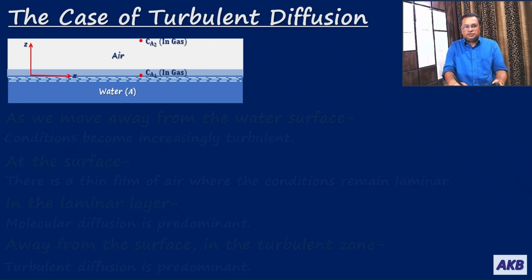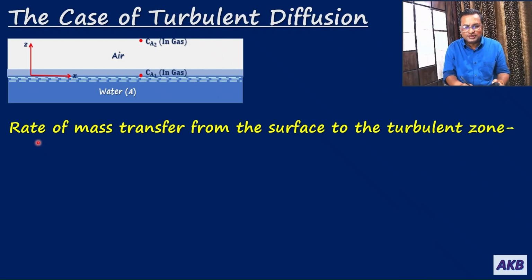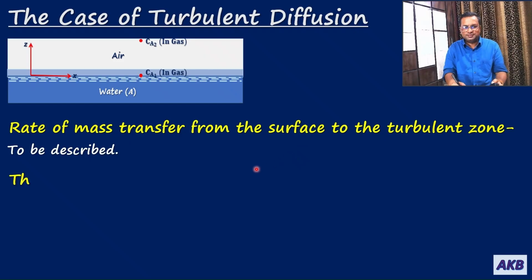Let us move ahead. So now our objective is to describe rate of mass transfer from the surface to the turbulent zone. That is, the objective is to describe mass transfer by turbulent diffusion. We need to describe it. That is the objective. And for that, we are going to use the concept of K-type mass transfer coefficient to get the rate of mass transfer under turbulent conditions.